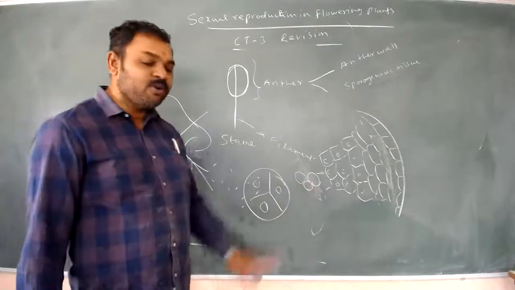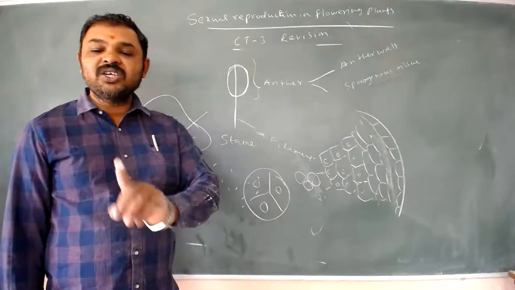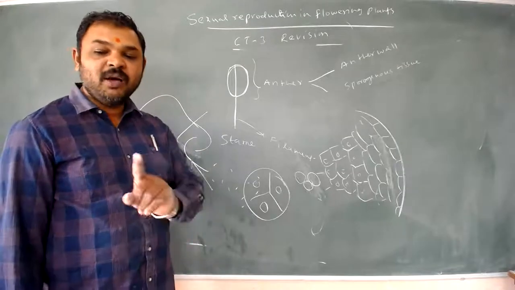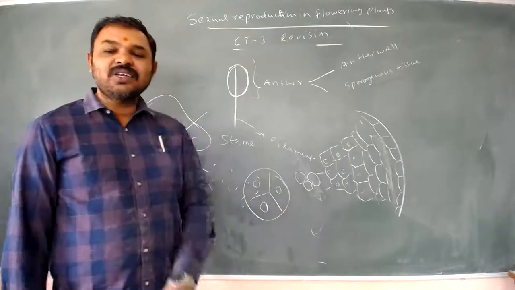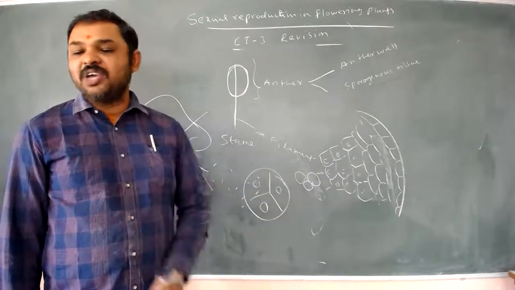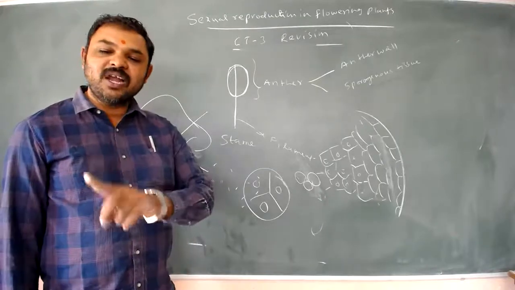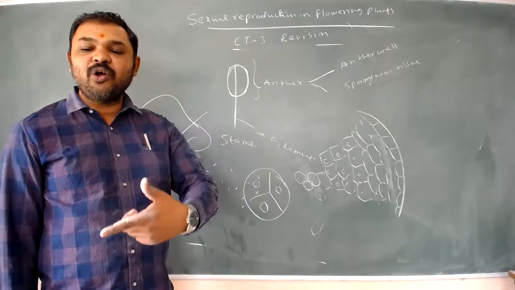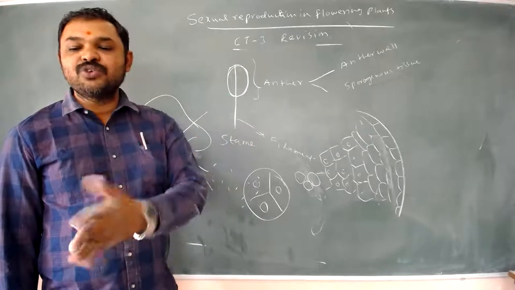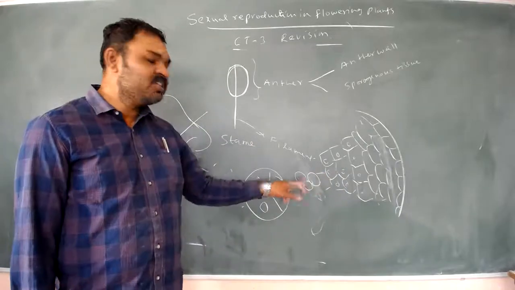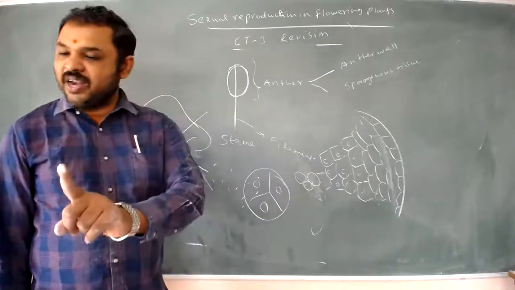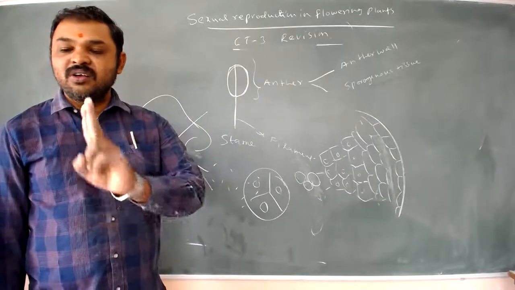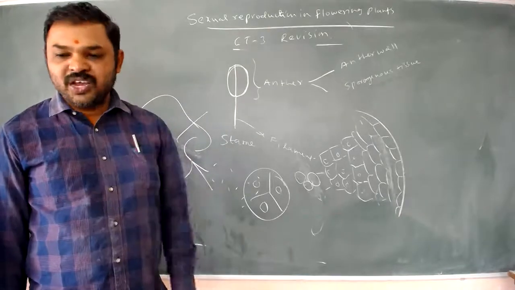But what is the condition of these four spores? Haploid condition. Why haploid? Spore mother cells are diploid, and they undergo meiosis. Whatever cell undergoes meiosis, what is the ploidy of the resultant cell? Reduced to half: if it is 2n, it becomes 1n. So spores are 1n, and the spore mother cells are 2n.